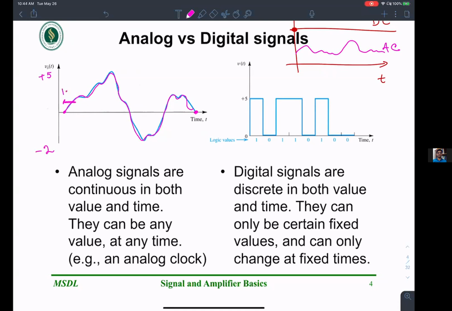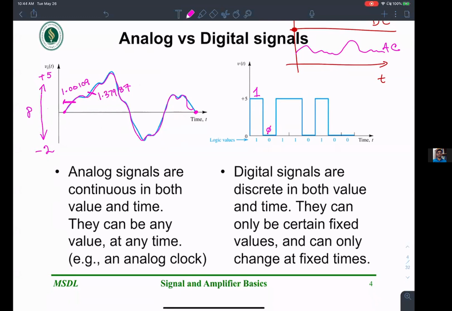It can take, for example, 1.00109, and it can also take 1.37987. So the range of values possible for an analog signal is infinite. There's no limit. On the other hand, a digital signal has a very limited set of values. It can either be a 1 or 0 in most cases.